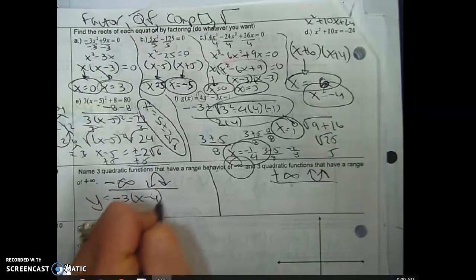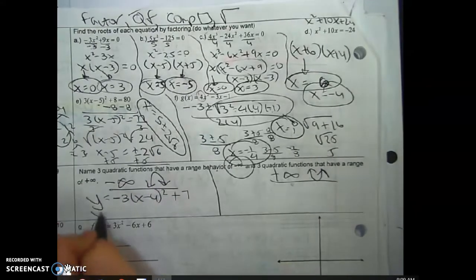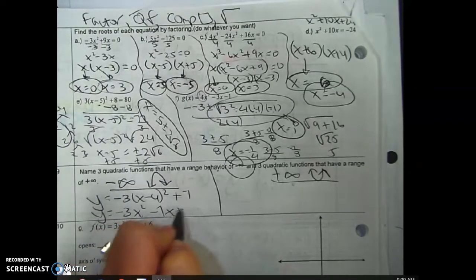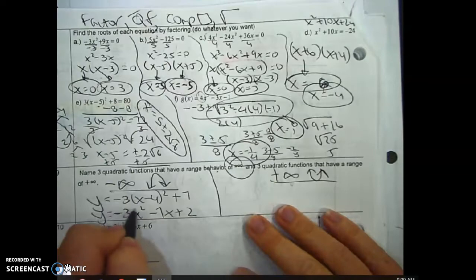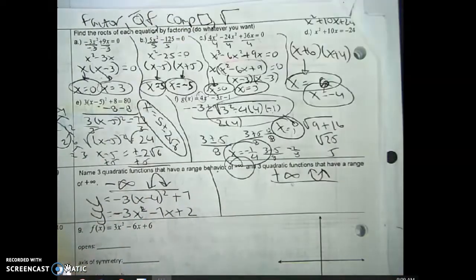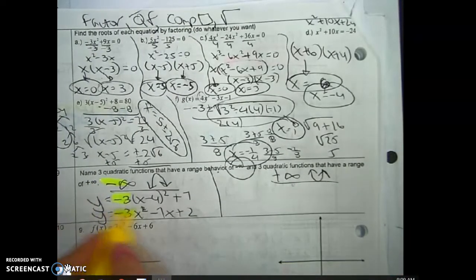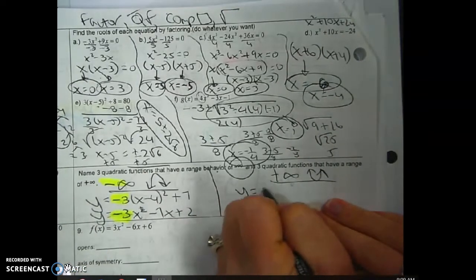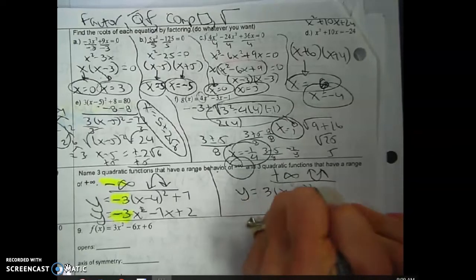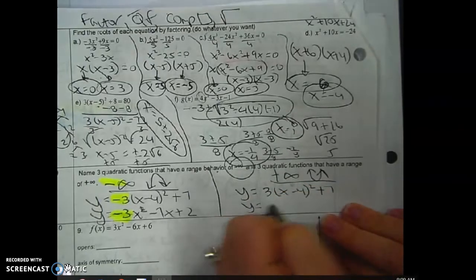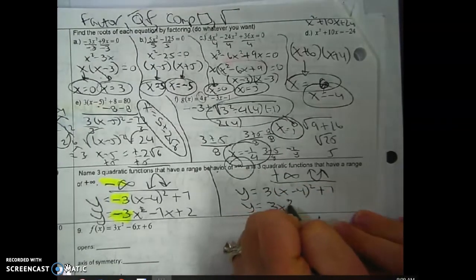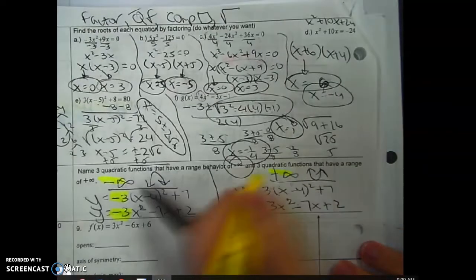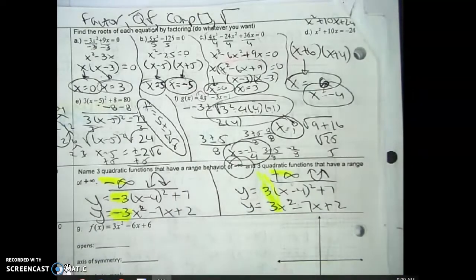-3 times (x minus 4) squared plus 7. Y equals -3x squared minus 7x plus 2. If you look here, in both cases, what's in front? Negative. This one, y equals 3 times (x minus 4) squared plus 7. Y equals 3x squared minus 7x plus 2. In both these cases, that's positive, okay?